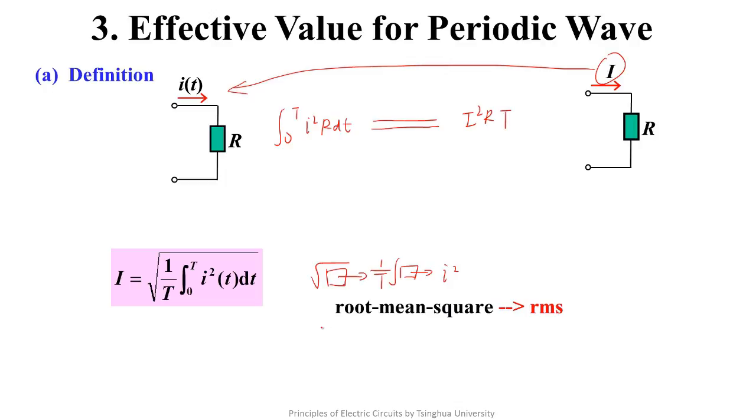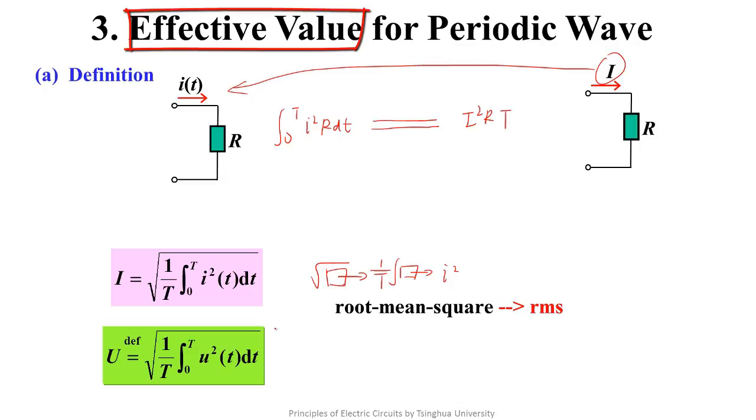The discussion is on current. The discussion on voltage is similar. By remembering the meaning of RMS, you can easily remember the effective value for periodic wave. The reason why it's called effective value is that the thermal effect of the current or the voltage on the resistor is the same as that of the periodic wave.